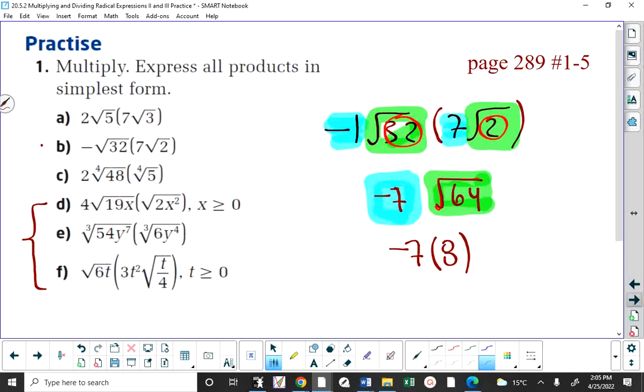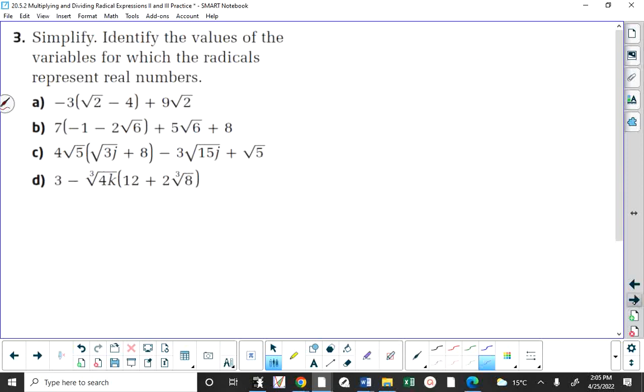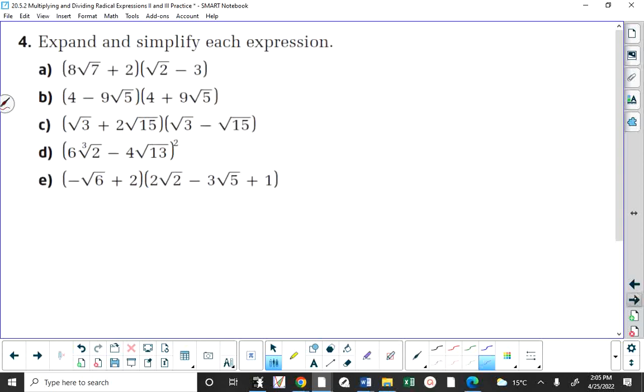Not necessarily always easy, and for that reason, does anybody have any questions you would like me to go over? So take a moment and look at your work and see if you have any questions from page 289. Go ahead, McKenna. For D, 6 cube root 2 minus 4 root 13 quantity squared.